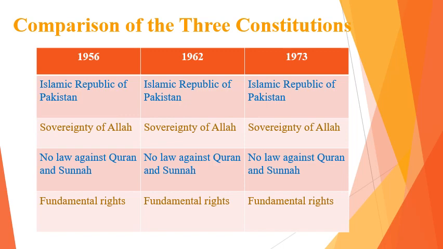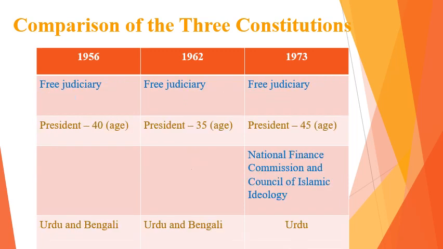Now the next point, the name of Pakistan in the 1956 constitution was Islamic Republic of Pakistan. The same was the case with the 1962 constitution as well as 1973. Sovereignty of Allah, it means the ultimate power belongs to Allah Almighty. No law against Quran and Sunnah, fundamental rights, this point is the same in all three. Free judiciary in terms of the 1956, 1962 and 1973 constitutions.